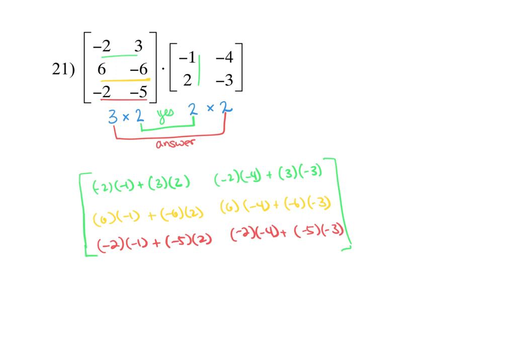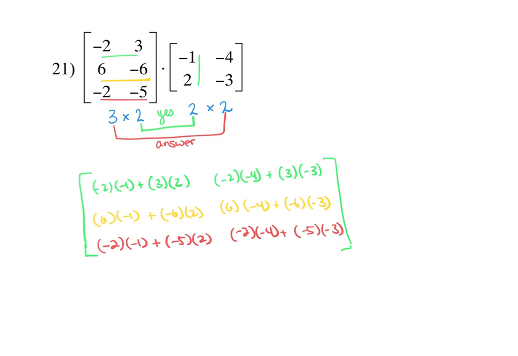All right, a quick check. Negative 2, 3, negative 2, 3, 6, negative 6, 6, negative 6, negative 2, negative 5, negative 2, negative 5. Those should match my rows from the first. My columns should match my columns from the second. Negative 1, negative 1, negative 1, 2, 2, and 2. Negative 4, negative 4, negative 4, negative 3. Those match, right? And that's a quick check because there are a lot of easy ways to make simple errors, right? So I just do a quick check.